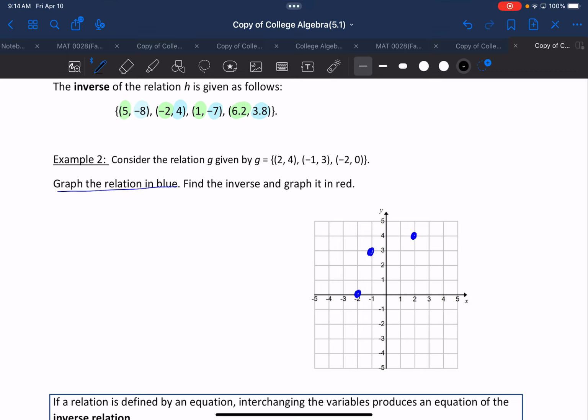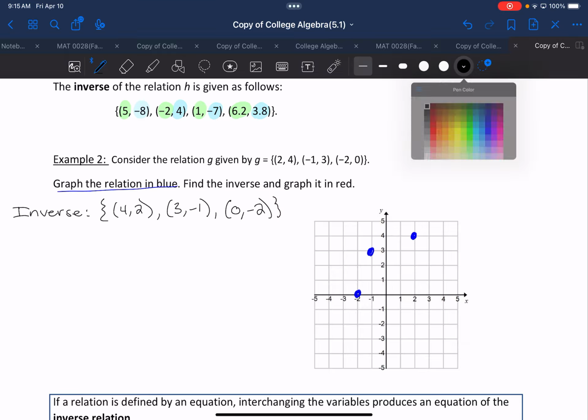And then I'm going to find the inverse of that relation. So I'm going to write that down here. Which, again, I'm just taking those ordered pairs and I'm switching the x and the y coordinates. So the first point would become 4, 2, because I'm just switching these. The next ordered pair would become 3, -1. And the last ordered pair would become 0, -2. So just switching them.